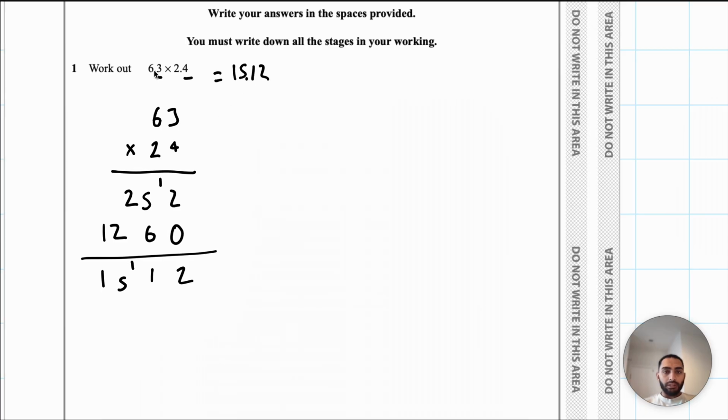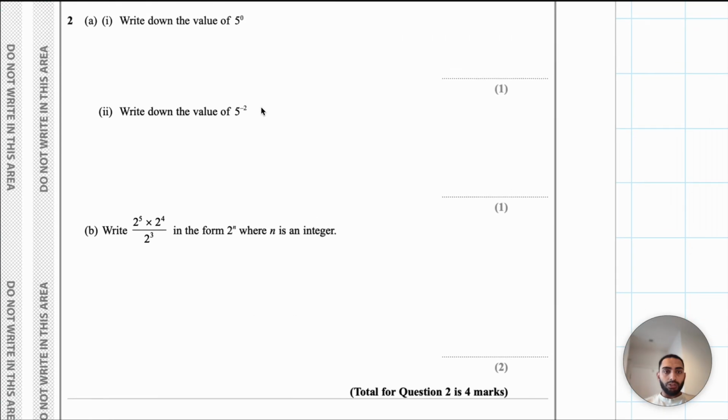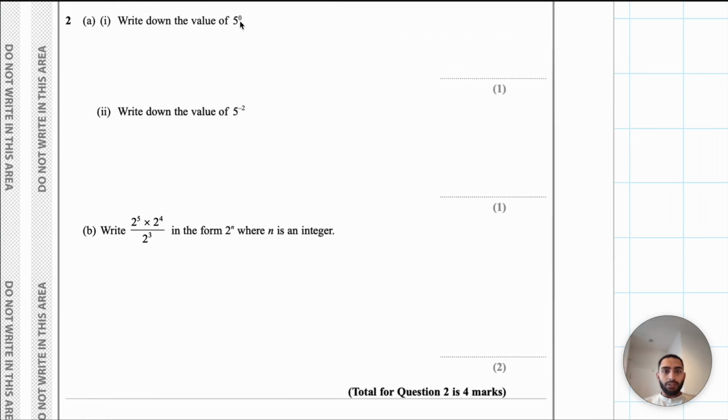And you could also estimate this, 6 times 2 is 12, so it needs to be around 12, and that is, so that's correct. Question 2. Write down the value of 5 to the power of 0. Whenever you have anything to the power of 0, the answer will always be 1. So this is just 1.